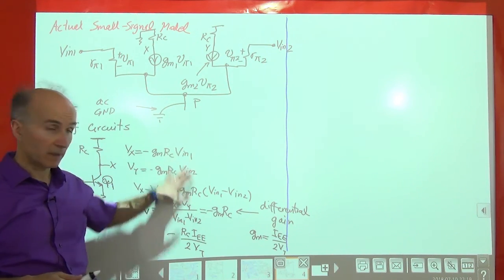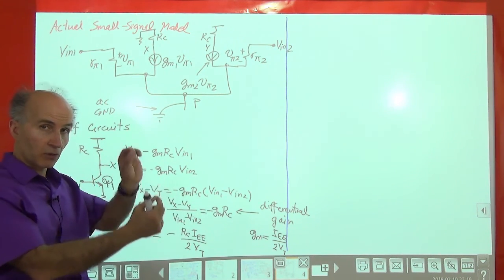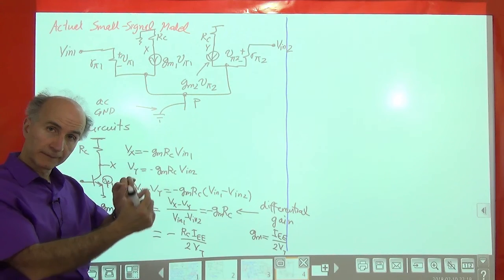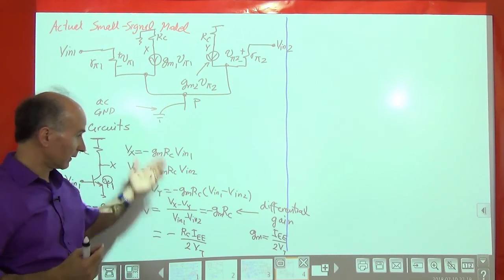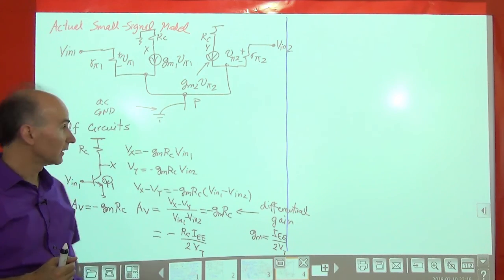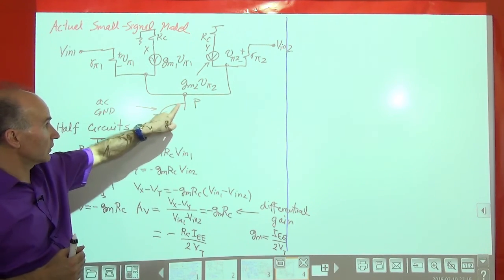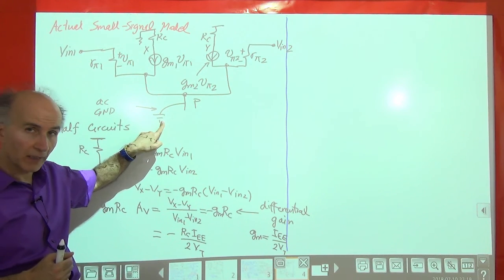Of course, in all of this, the assumption is that the input differential signal is small and it's differential. So one side goes up, one side goes down, so that these approximations are valid. In particular, this approximation that this node does not change with time is valid.